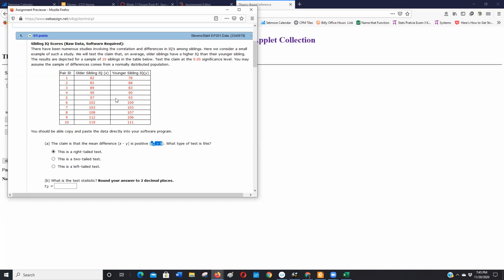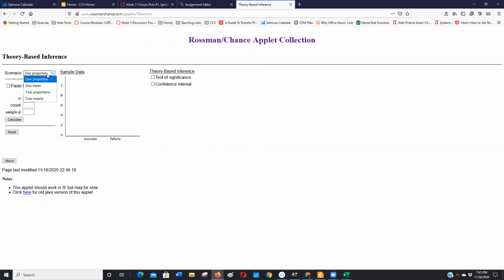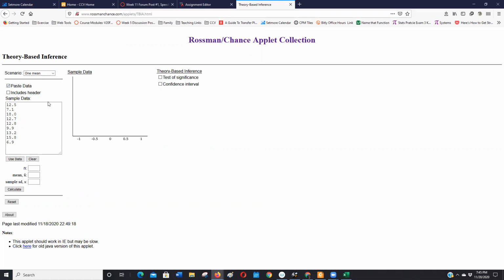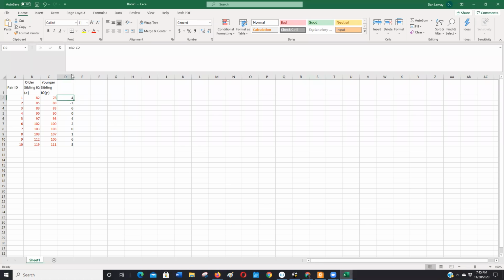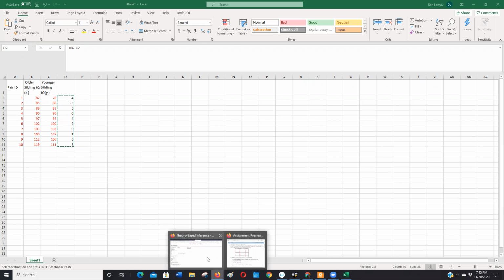Now, how do I run a one sample t-test? Well, the Rossman Chance applet, you knew where I was going to point you here. You go one mean, and then we're going to paste some data. Now, we don't want to just copy and paste the data that's in the problem because we have to be dealing with the differences. So I copied them and put them into Excel, and I went older minus younger, just like they said, take X minus Y. Okay, so I'm going to grab that data now, copy it, and take it back into the Rossman Chance applet.